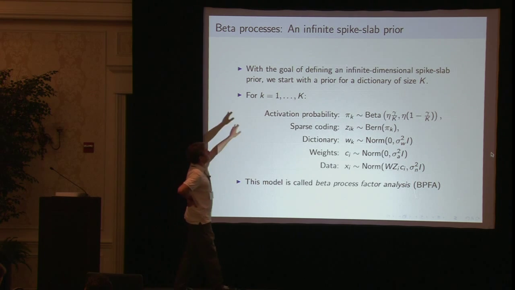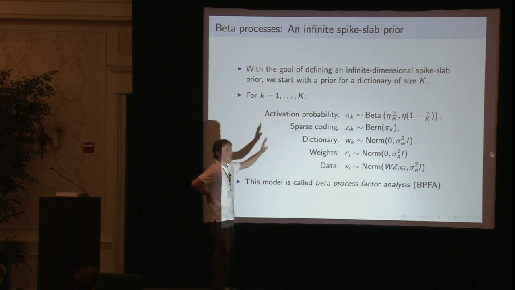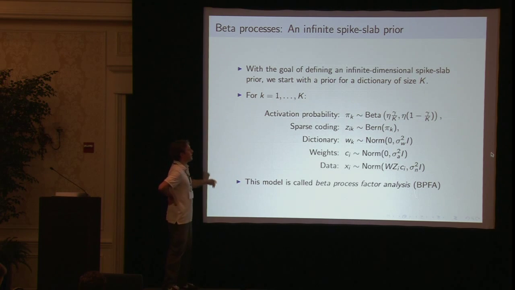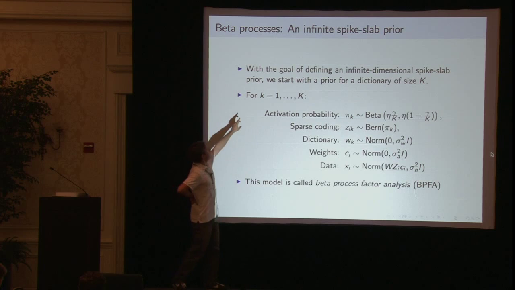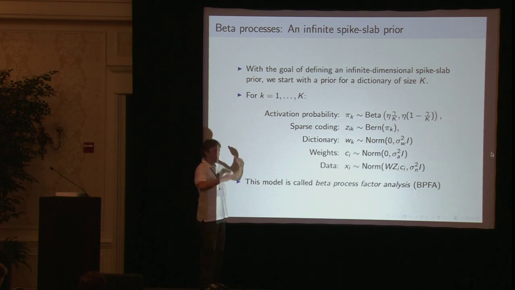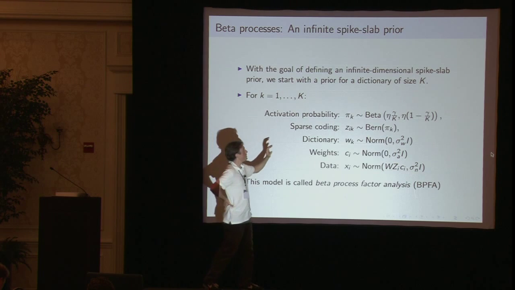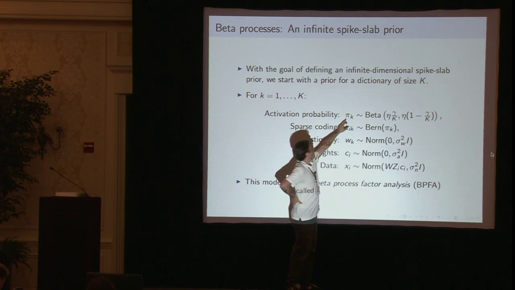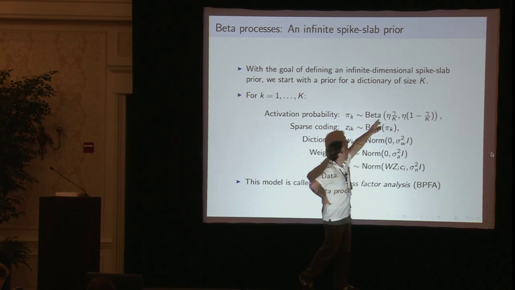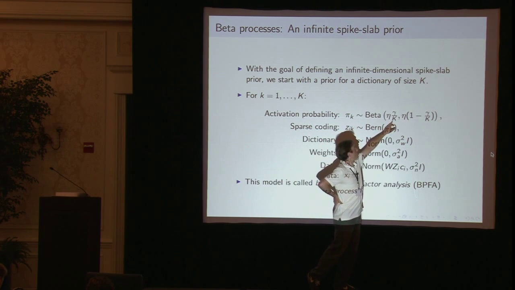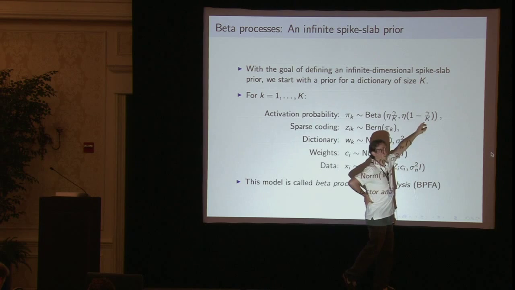To do this, we start with a prior for a dictionary of size k. K is a non-negative integer. And then for each dictionary element, this prior is going to be a limiting process. So we're starting with a finite dictionary. We draw an activation probability for the kth dictionary element from this beta distribution, and this 1 over k here is very important.